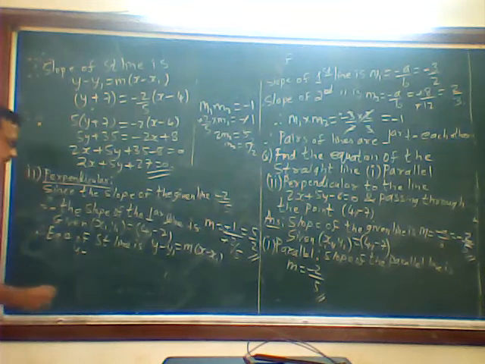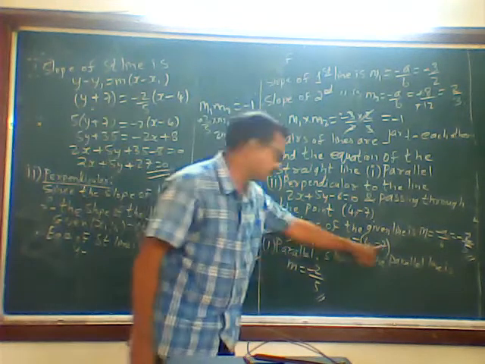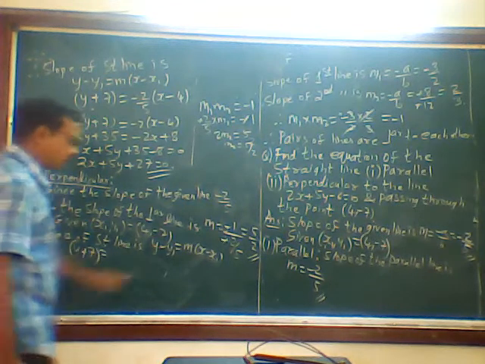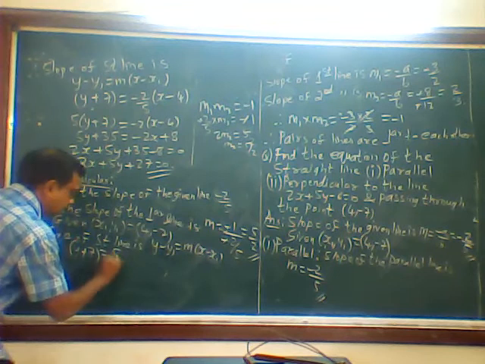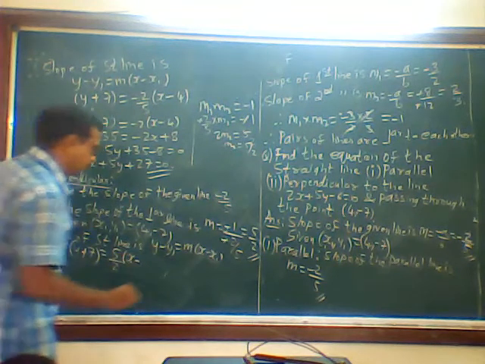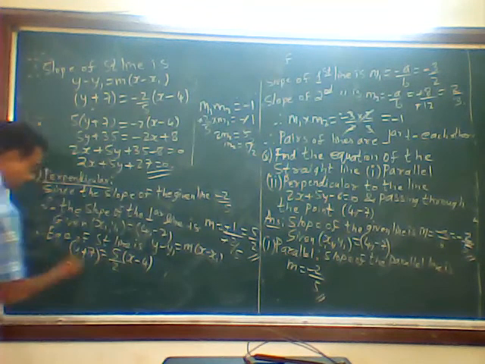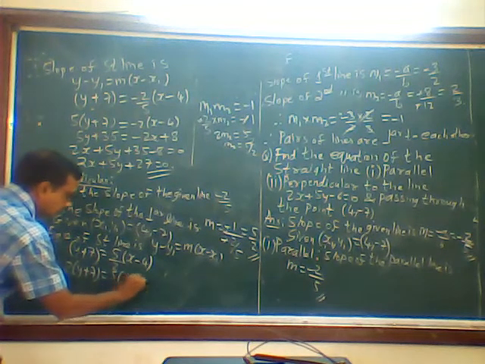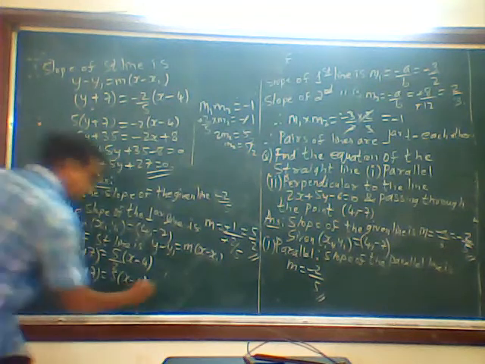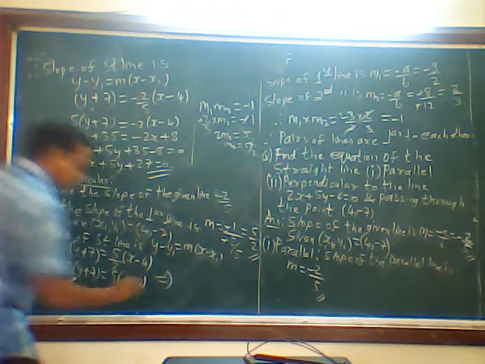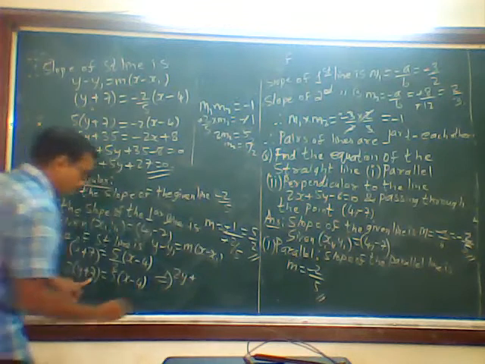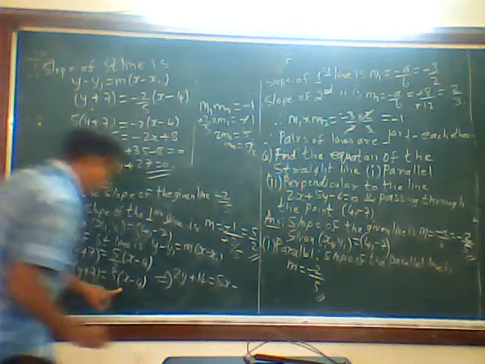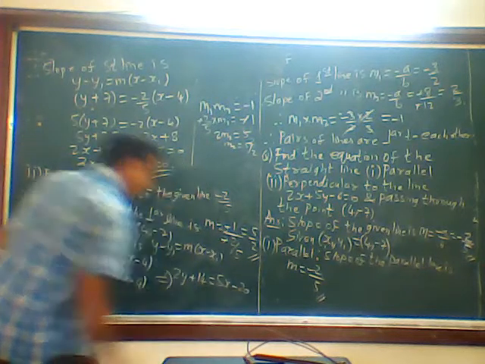That is, y minus y1: y1 is minus 7, so minus minus becomes plus 7, is equal to m, which is 5 upon 2, into x minus x1, which is 4. Cross multiplied, what happens? Calculate it here. 2 into y is 2y, 2 into 7 is 14. 5 into x is 5x, minus 5 4s are 20.